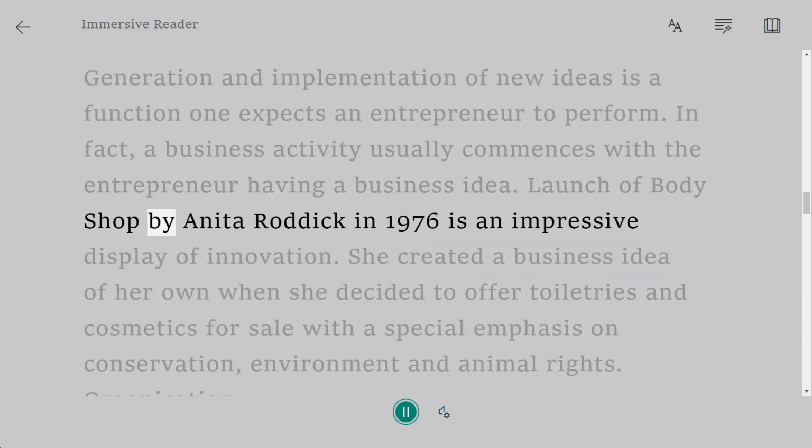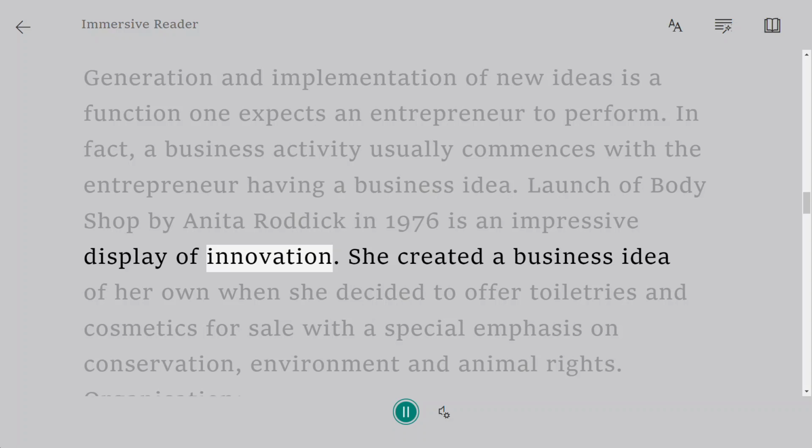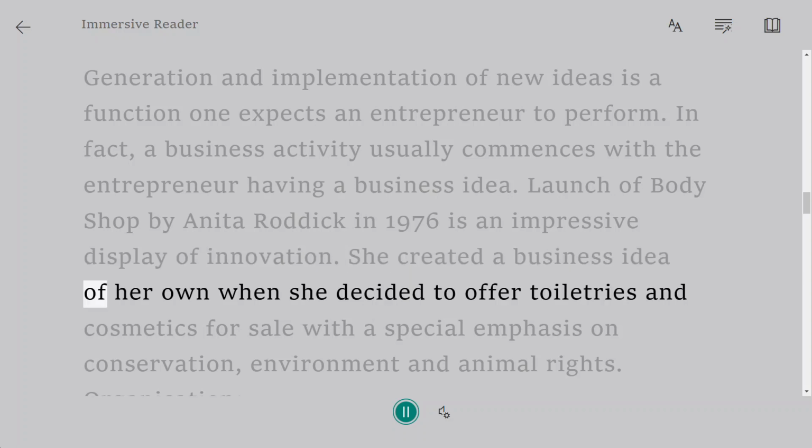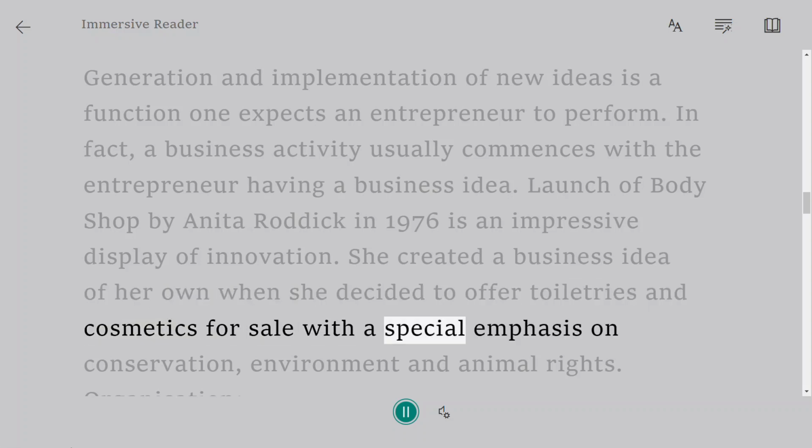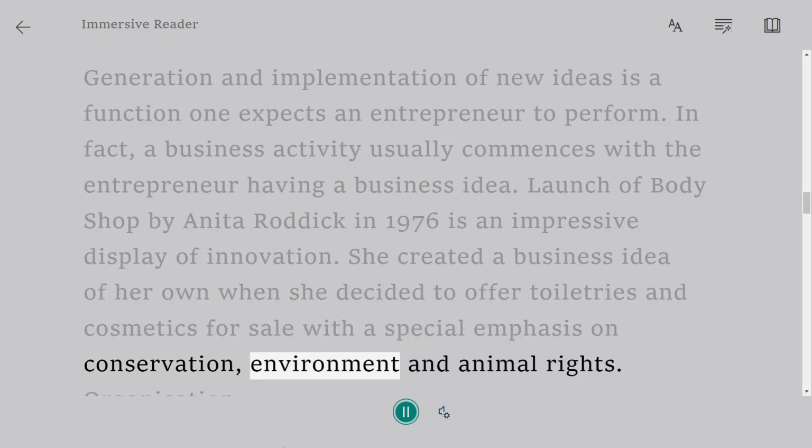The launch of The Body Shop by Anita Roddick in 1976 is an impressive display of innovation. She created a business idea of her own when she decided to offer toiletries and cosmetics for sale with a special emphasis on conservation, environment, and animal rights.